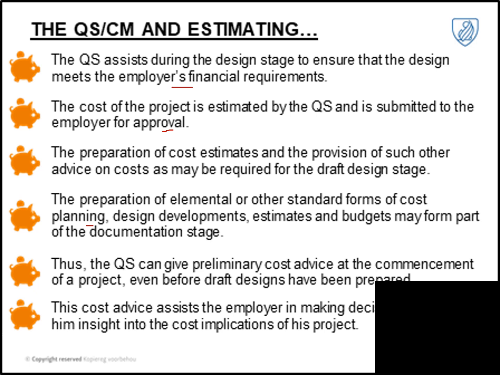Thus, the QS can give preliminary cost advice at the commencement of the project and even before the draft designs are prepared. So you can get quite far with just the occupation layout from the architect. If he provides you with a square meter area, what type of project you're looking at, what type of finishes you're going to have, you can already provide the client with some sort of budget that they can aim for. So the cost advice assists the employer in making valuable decisions early on in the project.